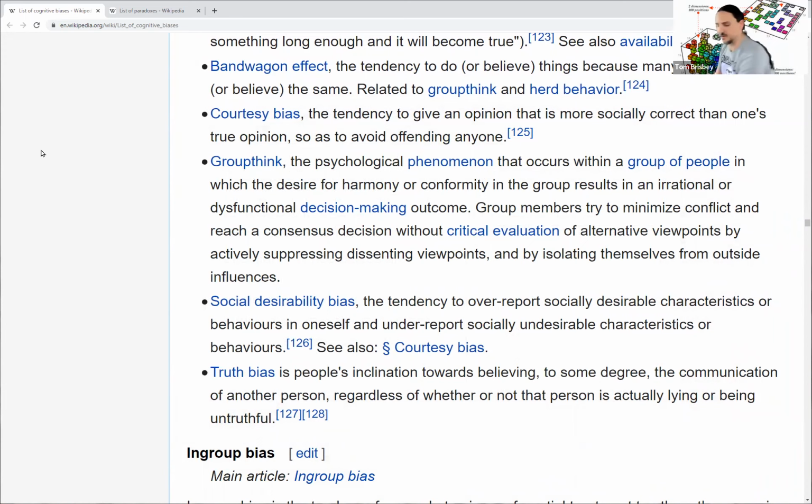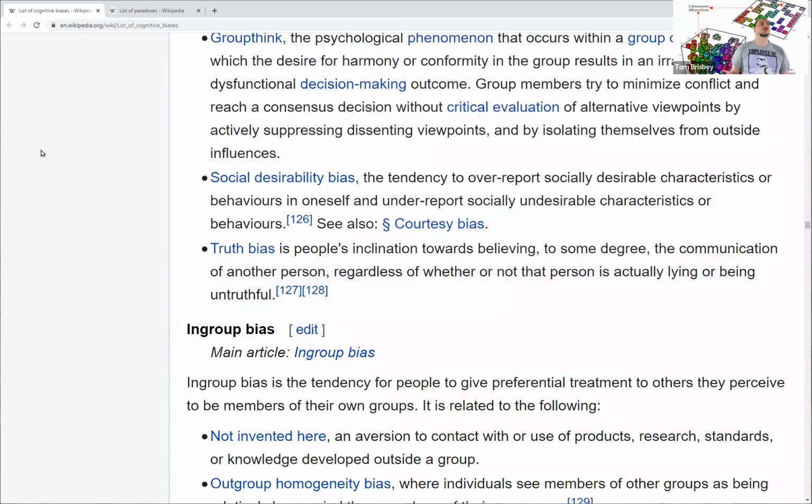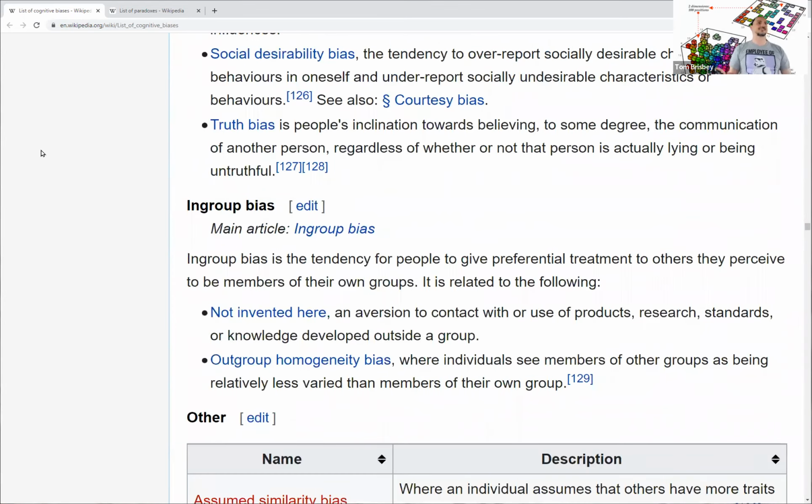Bandwagon effect is everybody else thinks it's true, so I'm going to think it's true. Social desirability, yeah, you can't say certain things.